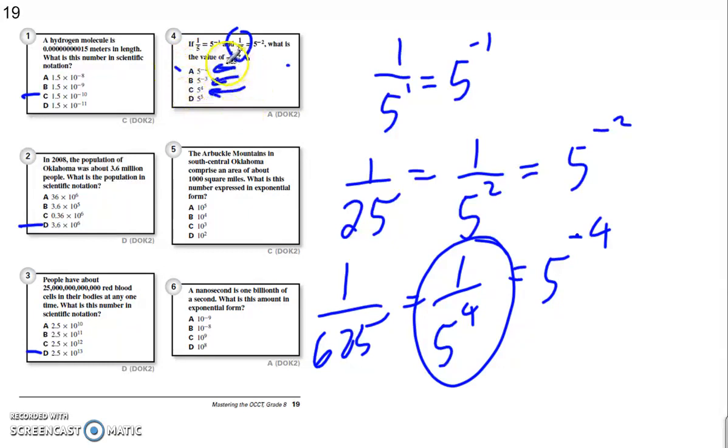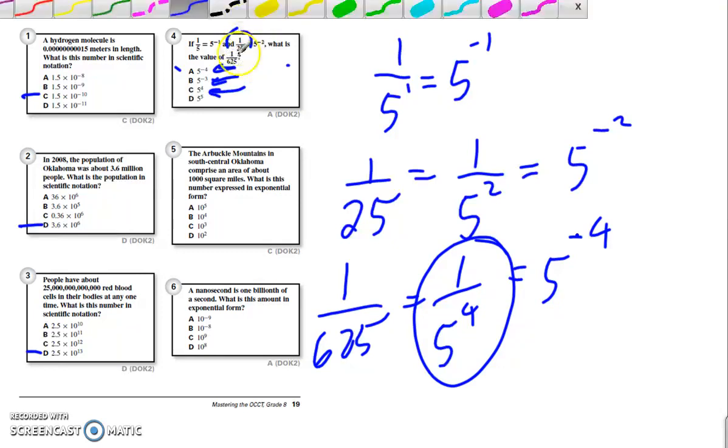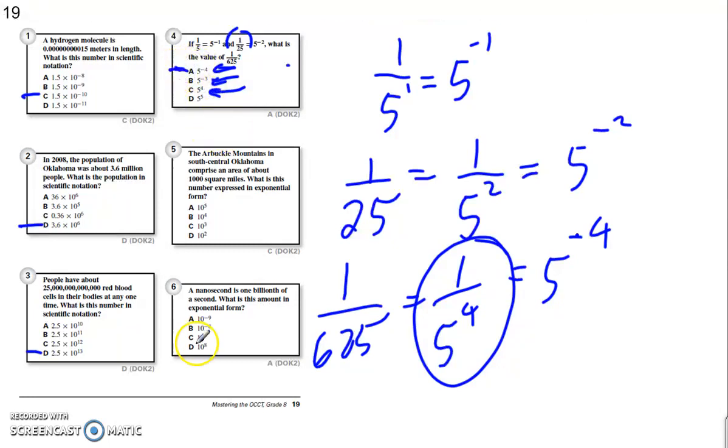Okay, on number 4, if we know that 1/25 is 5 to the negative second, okay, we have 1 over 625. Well, it's a division. We know this needs to be a negative exponent. But you can also just test. Well, 5 to what power gives me 625? Okay, 5 to the 4th power is 625. But it's a division, so it has to be 5 to the negative 4th power. So it's A. Number 5 is C. Number 6 is A. Billionth is a fraction.